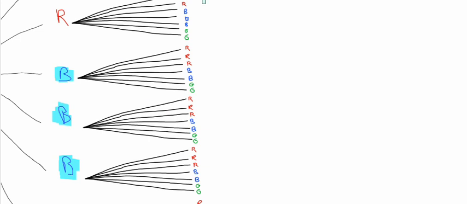And then we want to get blue the second time as well. So that would be here, and here, here and here, and then these as well. So the answer apparently is 6. There are 6 ways to get blue then blue.